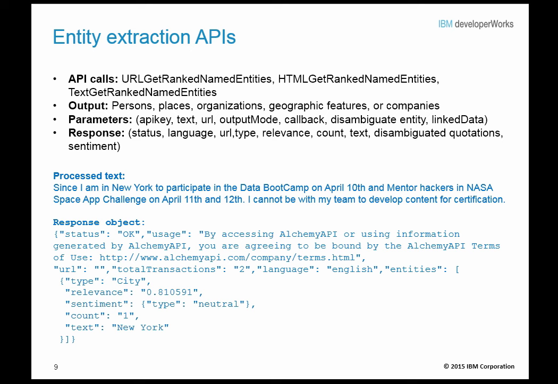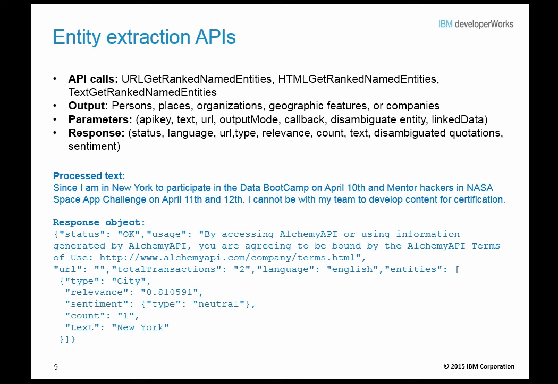Alchemy API provides three endpoints: URL getRankedNamedEntities, HTML getRankedNamedEntities, and text getRankedNamedEntities for identifying people, companies, organizations, cities, geographic features, and other typed entities in HTML, text, or web-based content. Extracted metadata may be returned in XML, JSON, RDF, and microformats.